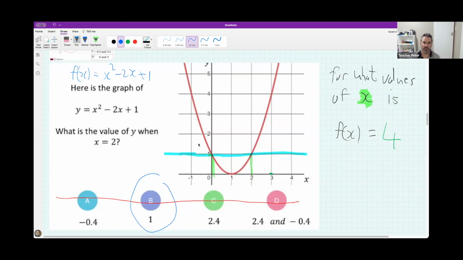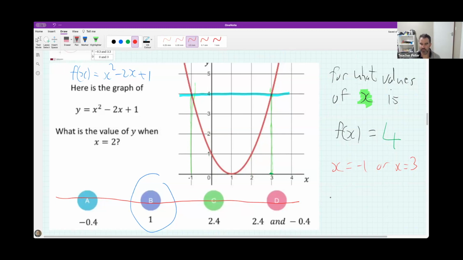So I'm going to take my horizontal line and I'm going to move it to here. And I see that it cuts the graph when x is 3, but also when x is minus 1. So x is minus 1 or x is 4. So not 4, it's 3.